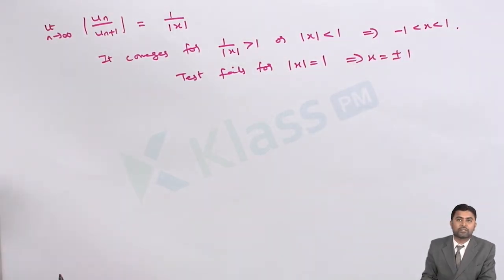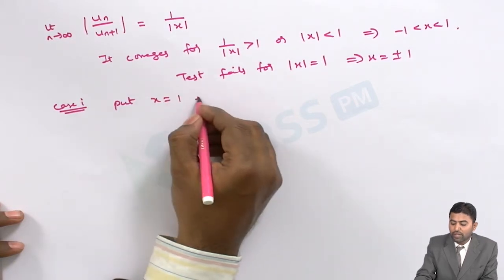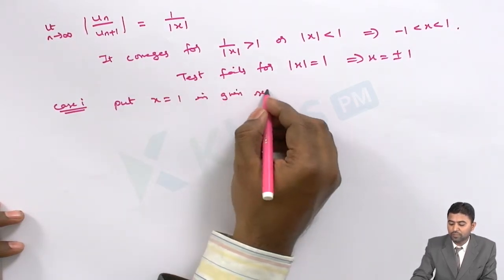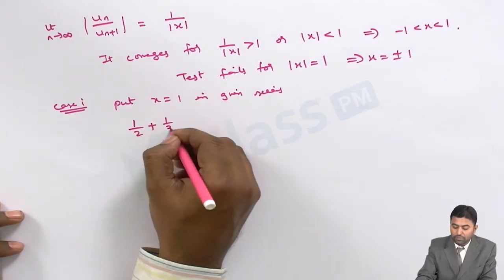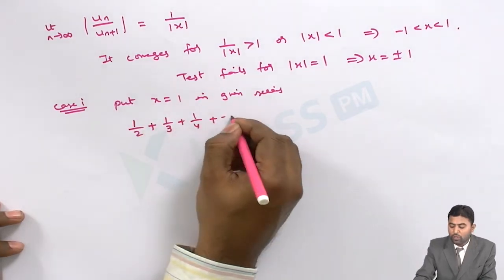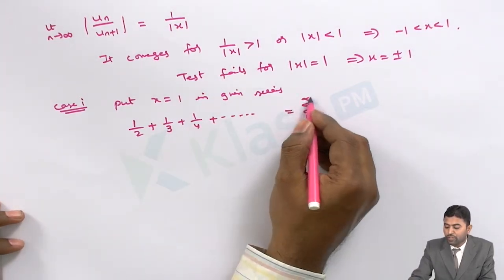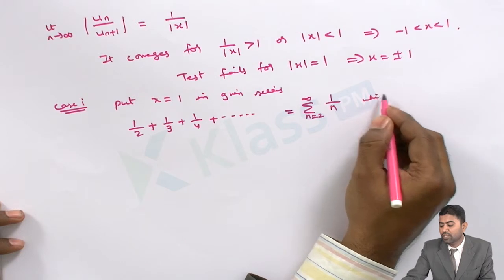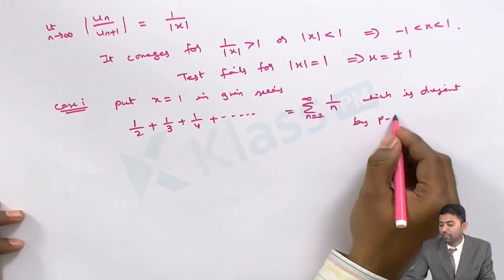Now check what happens to the given series when I put x is equal to 1 and x is equal to minus 1. So case 1, put x is equal to 1 in the given series. What do I get? 1 by 2 plus 1 by 3 plus 1 by 4 and so on, right? It is like summation n is equal to 2 to infinity 1 by n, which is divergent by P series.